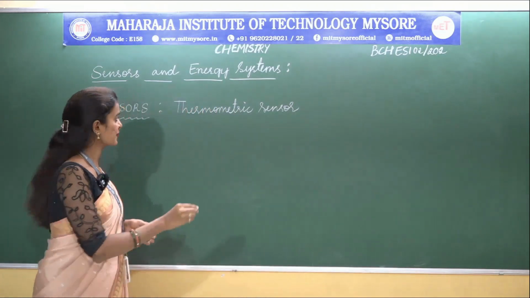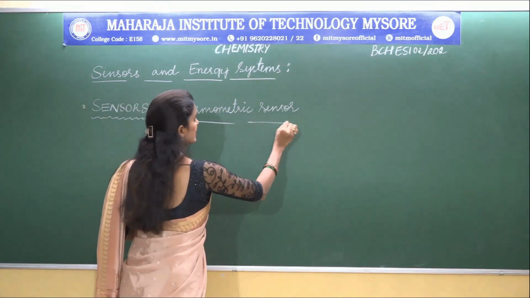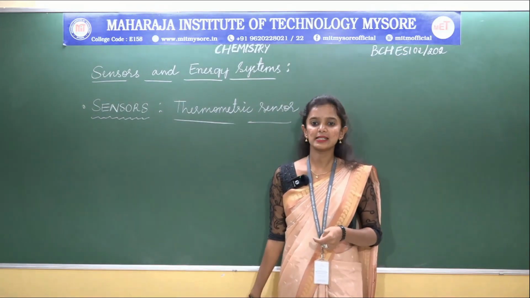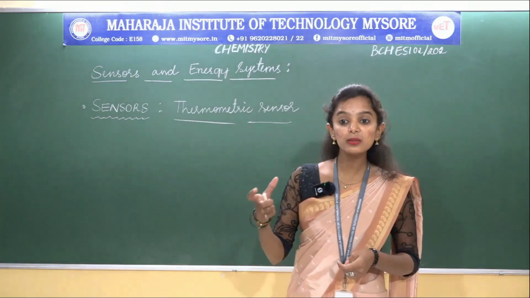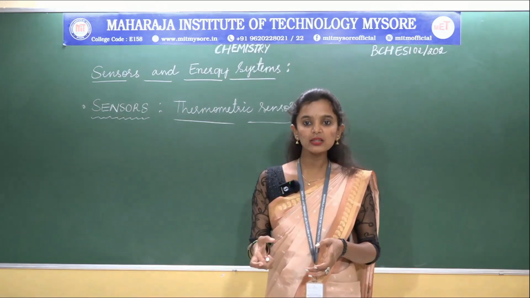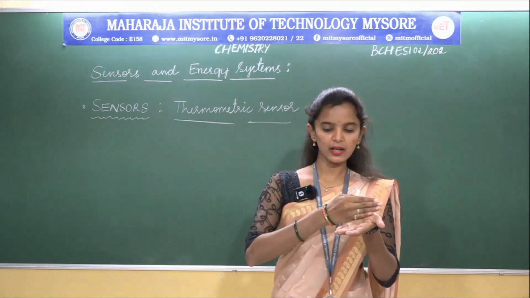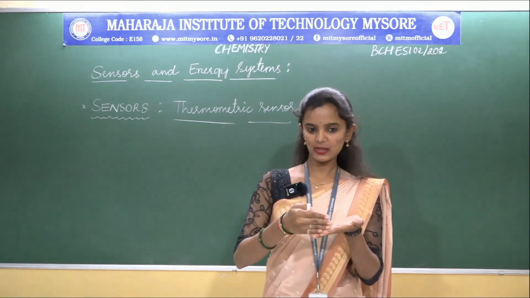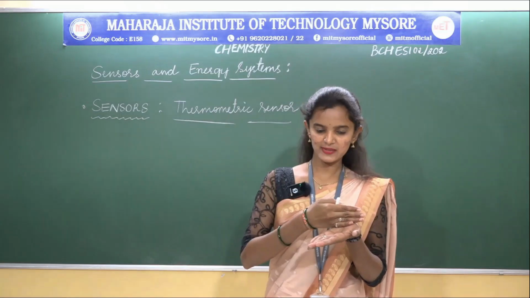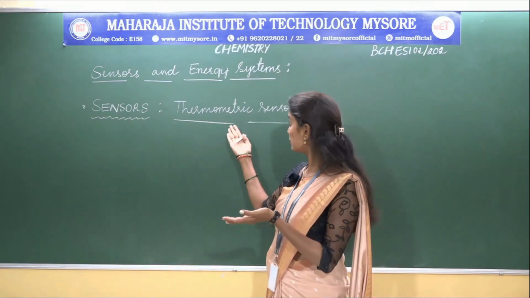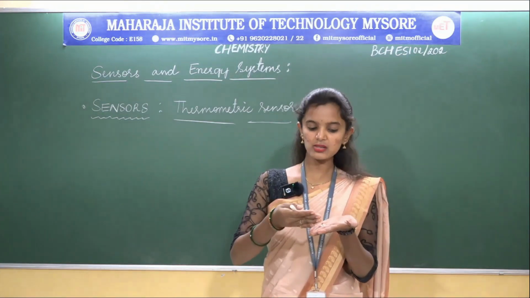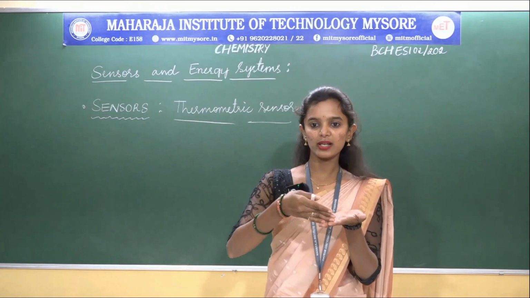The next type of sensor which we are going to study is the thermometric sensor. A thermometric sensor is a type of sensor which depends on the measurement of thermal changes which occur during the interaction between analyte and receptor. As we know, analyte and receptor are the major components of a sensor. So in a thermometric sensor we measure the thermal changes occurring between the analyte as well as the receptor.